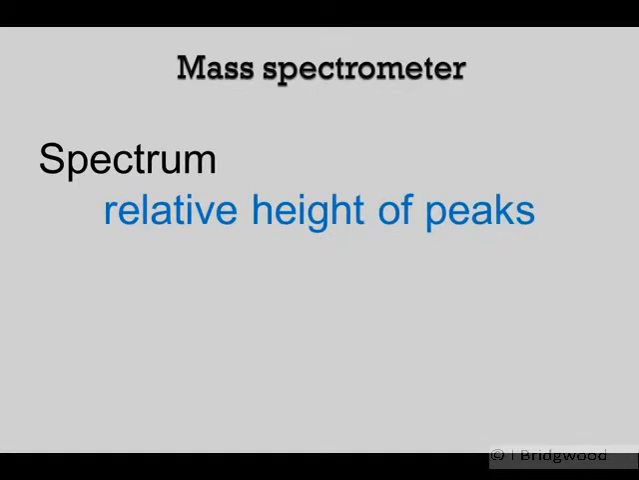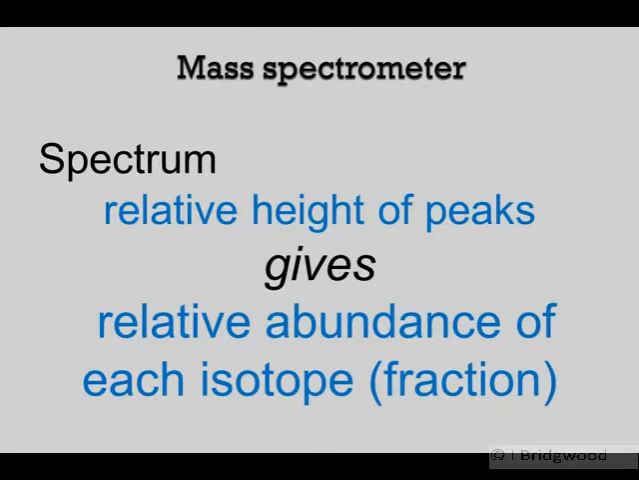And finally, the relative heights of the peaks gives us the relative abundances of each isotope. So we can work out the fractional abundance of each isotope by measuring each peak height, and the fractional abundance will therefore be the peak height of one of the isotopes divided by the sum of the peak heights of the rest of them.